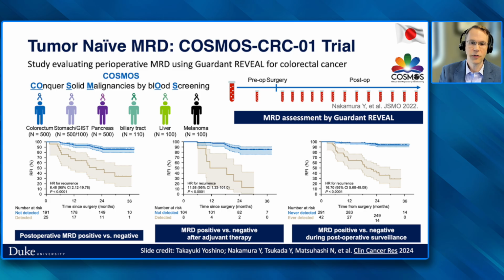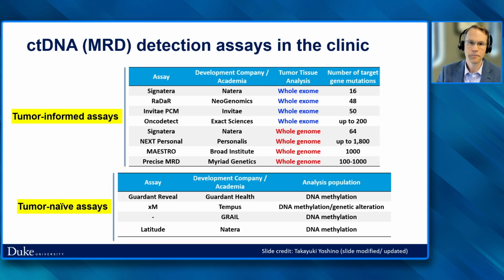Then looking at patients who go on to get adjuvant chemotherapy. Once again, this is all colorectal cancer. Single blood draw after completion of adjuvant chemotherapy. We see a further widening of these risk ratios, nearly 12-fold greater risk of recurrence if you're positive after adjuvant chemotherapy. And then when you look at this group of patients over a long stretch of time, multiple blood draws over several years, we see an even greater ability to discriminate high risk versus low risk, with a positive result conferring nearly 17-fold greater risk of recurrence.